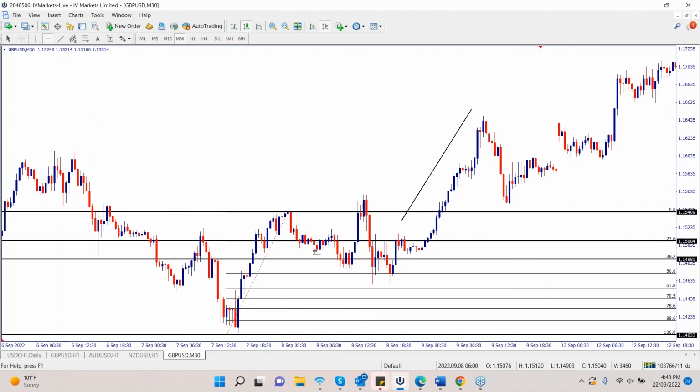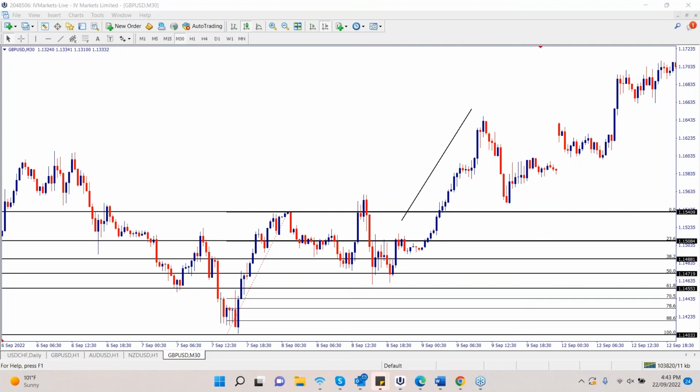Now as you can see what the market did: after this impulse, the market went down, retested the level in between 38 and 50%, and it was rejected with two strong bullish candles. As you can see, these are the candles I am talking about. These are two candles with very strong bullish momentum. After this, we can enter into the market.